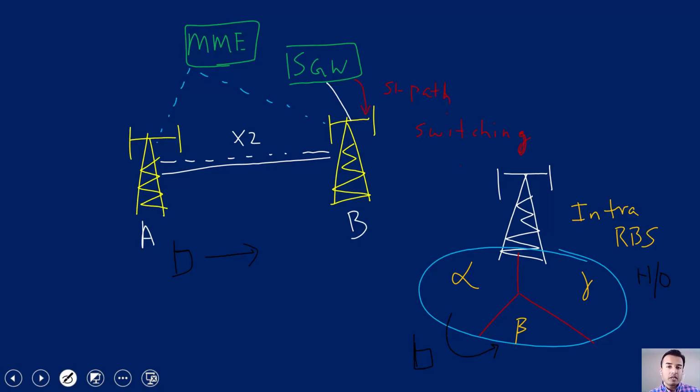Otherwise, even in case of X2, the least amount of signaling is involved, even if you have the same SGW serving the source and target eNodeBs. The least amount of core network signaling, which I mentioned, is used during S1 path switching. So that was the answer to that question. Thank you.